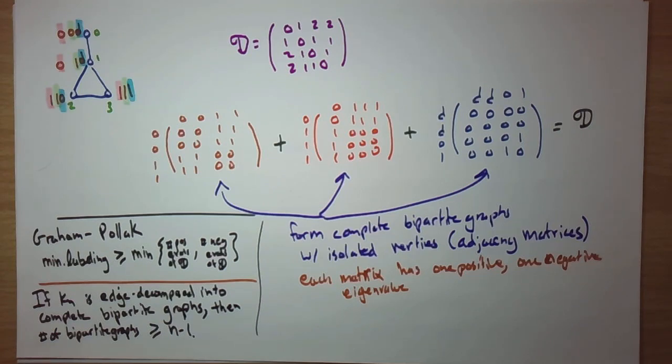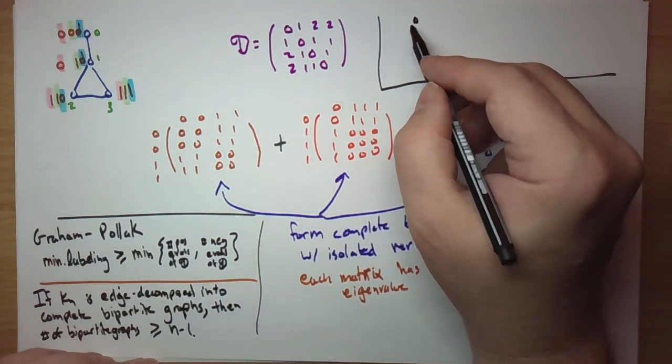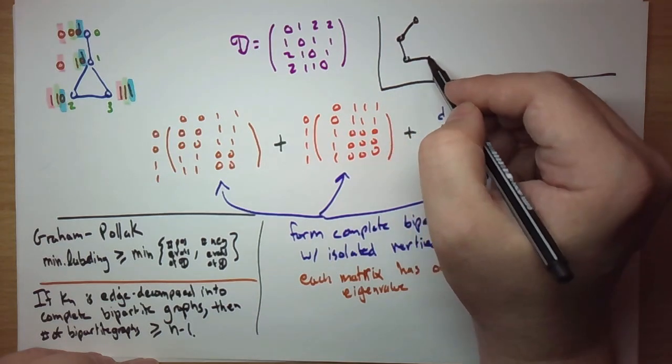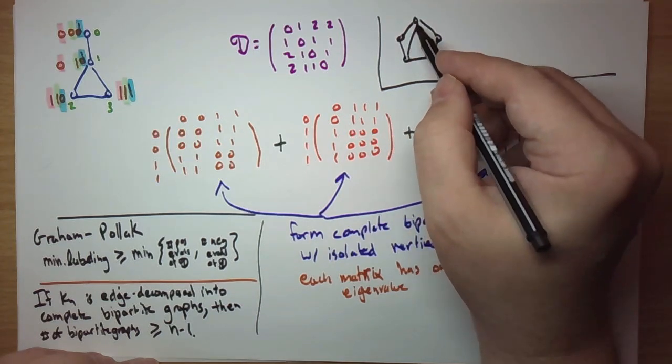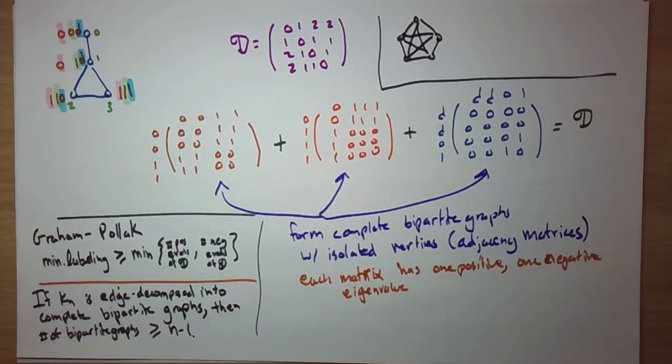So it says that you can't be too small. Now, you can, of course, be very inefficient. Let's try an example with K5. So I'll draw K5 here. So what can we do?